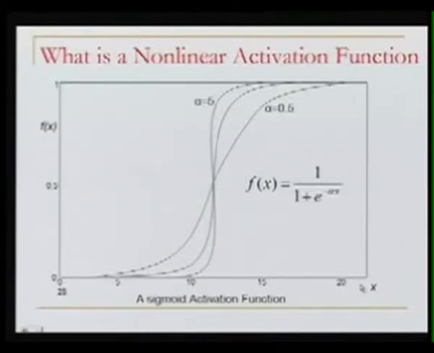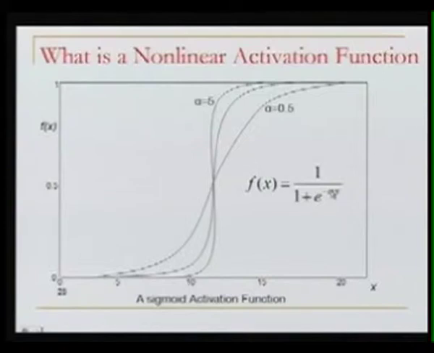This axis is x, this is f(x), and the function is f(x) equal to 1 upon 1 plus e to the power minus alpha x. By changing the alpha value, we can change the transition from 0 saturation to saturation 1. The function varies from 0 to 1, and alpha determines either a sharp rise or a very slow rise from the 0 saturation level to the 1 saturation level. This is a nonlinear function.